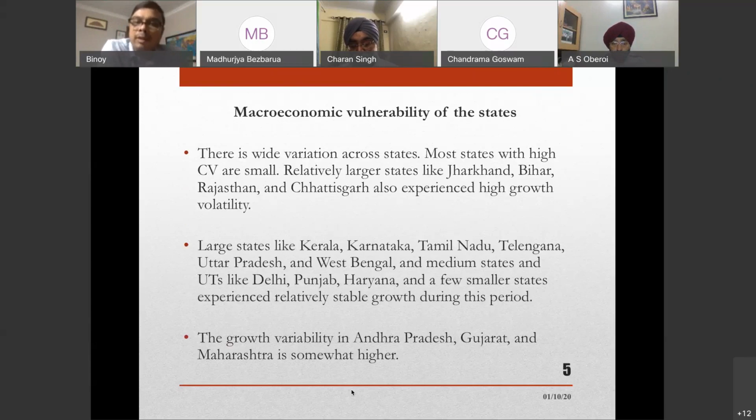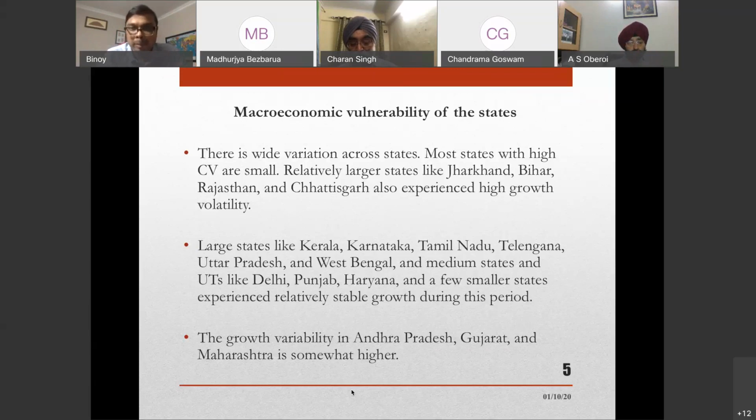Though, of course, some relatively larger states like Jharkhand, Bihar, Rajasthan, and Chhattisgarh also experience high growth volatility. And larger states like Kerala, Karnataka, Tamil Nadu, Telangana, Uttar Pradesh, and West Bengal, and some medium states and union territories experience stable growth during this period. For states like Andhra Pradesh, Gujarat, and Maharashtra, the variability was not as high as Jharkhand, Bihar or Rajasthan, but it was somewhat higher as well. So basically the smaller states, along with relatively larger states like Jharkhand, Bihar, Rajasthan, and Chhattisgarh, were more vulnerable.